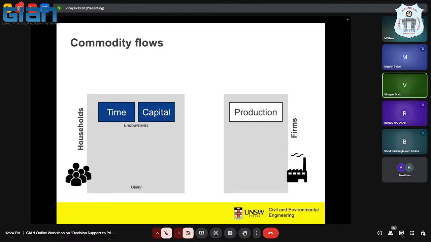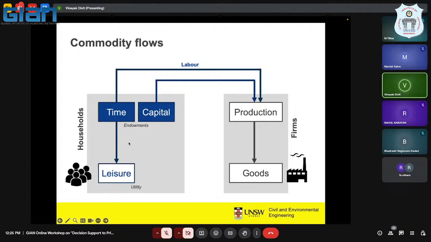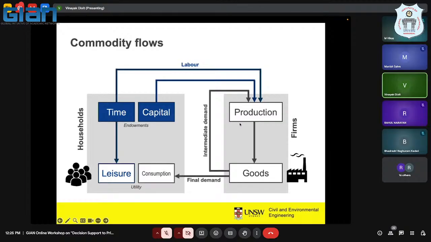There are two major aspects. One is commodity flow. The second is monetary flow. The households provide labor. That's a commodity. They provide capital to the production, to the firms. From a time perspective, they also consume leisure, which is part of their utility. Production produces goods. The goods are used again within production. The goods are then consumed by the household.